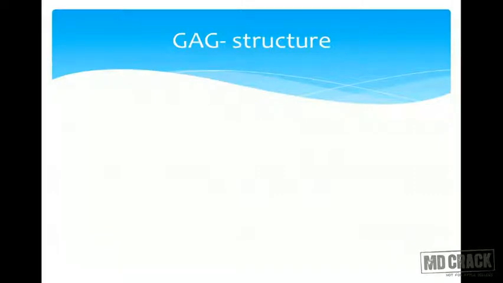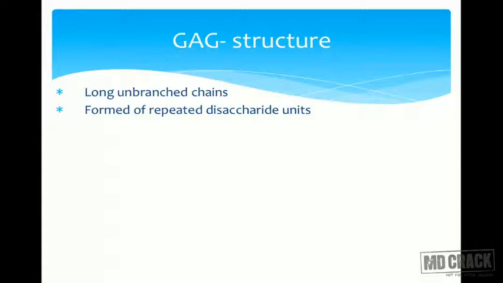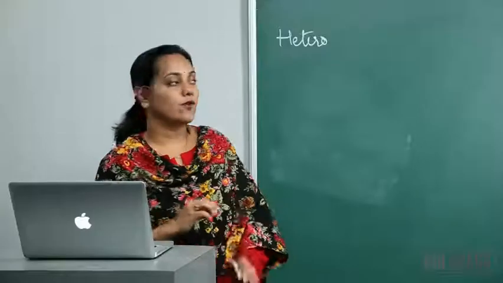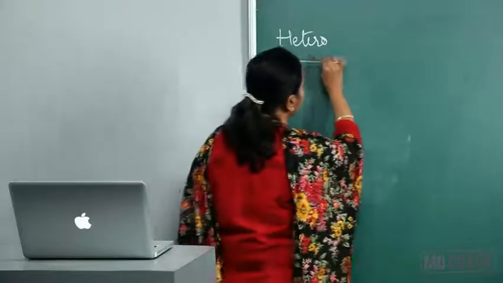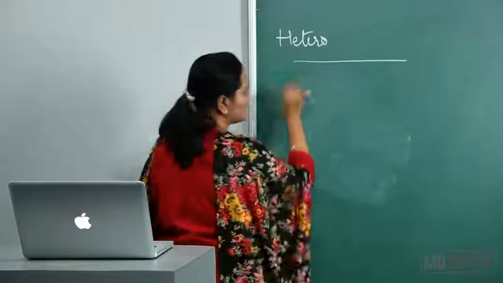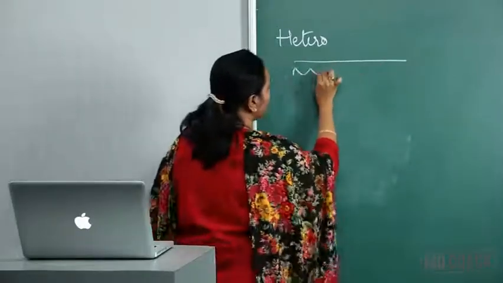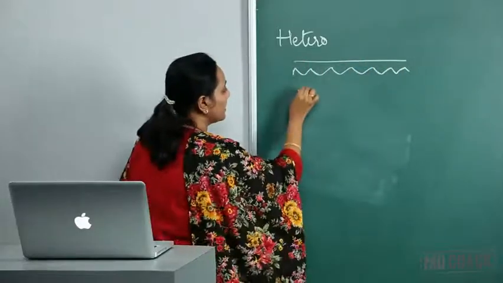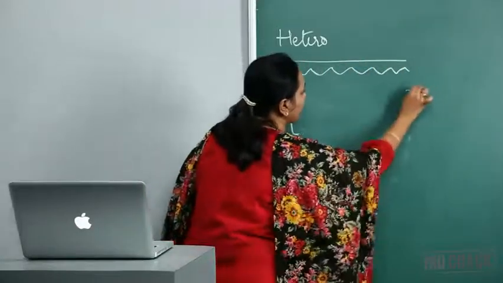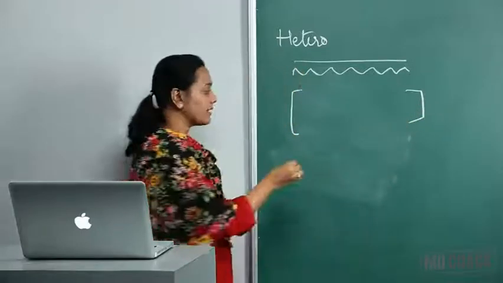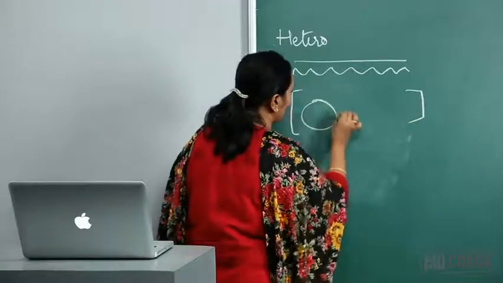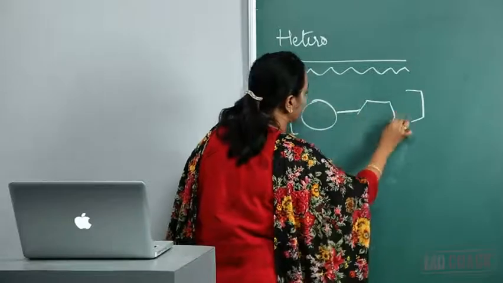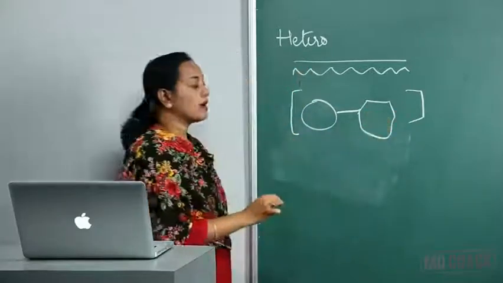Now I'll go on to a bit more about the structure of the glycosaminoglycans. They are long and unbranched. They are formed of repeating monosaccharide units. Though I've shown it as a straight line, they are more like this. These heteropolysaccharides are made up of repeating disaccharide units. The disaccharide unit can be a uronic acid with another compound.